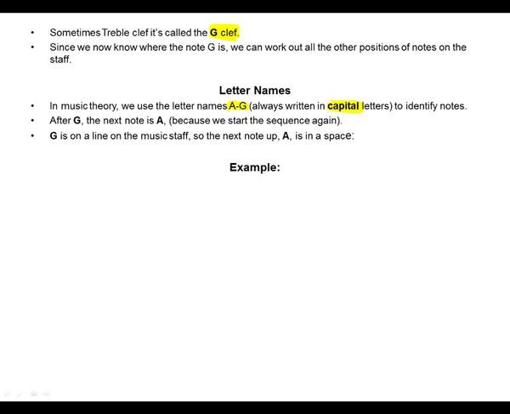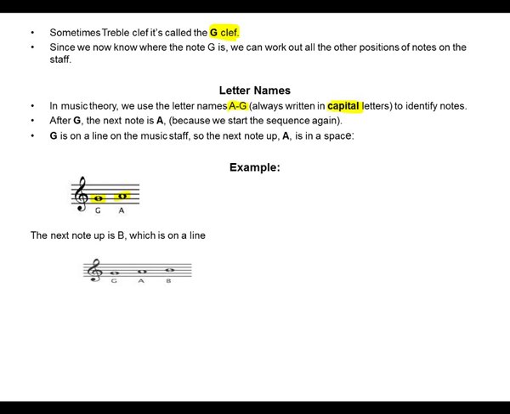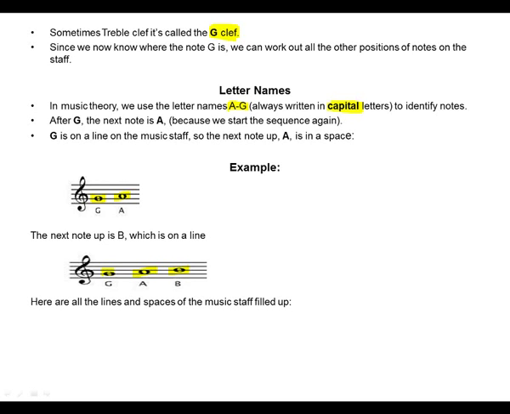Let's look at our examples. We have the treble clef and we have G on the line, A on the space. The next note will be B, which is on the line. We have G on the line, A on the space, B on the line. Here are all the lines and spaces of the music staff filled up.